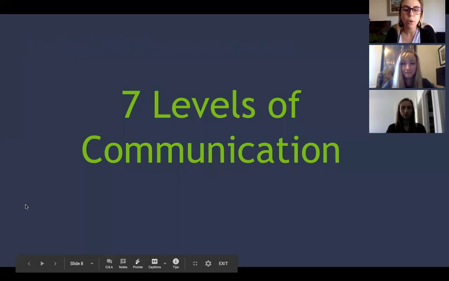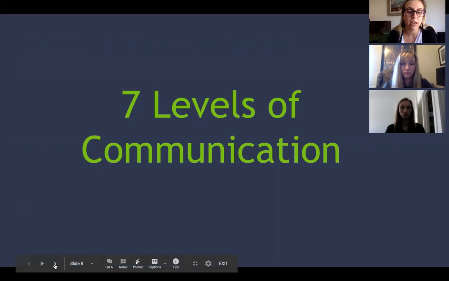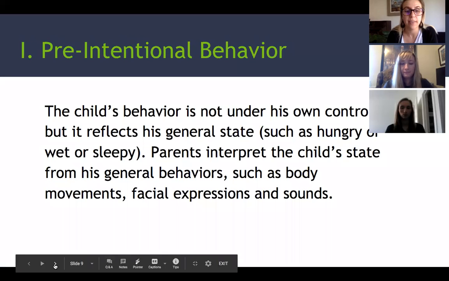Okay, so next we're going to go over the 7 levels of communication and talk about how kids can access that level as well, and how they typically communicate at that stage.